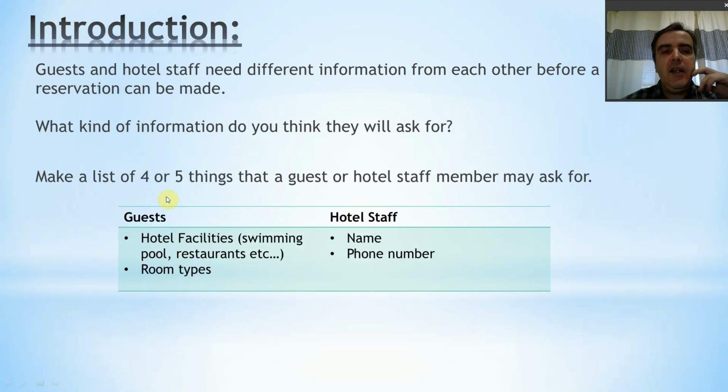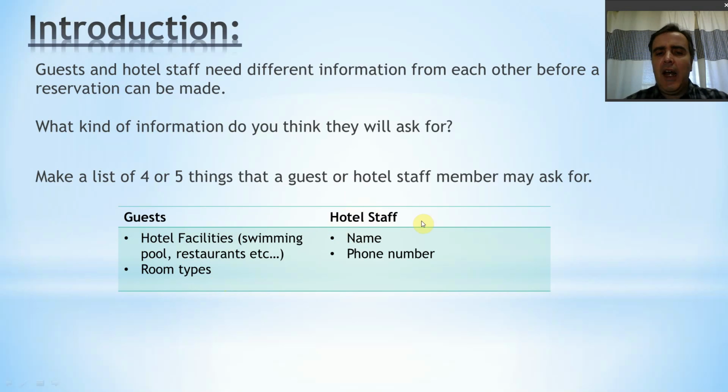So we're going to try and make a list of 4 or 5 things that a guest or hotel staff may ask for. So we've got, for example, here, a guest may ask about hotel facilities. For example, do you have a swimming pool, or what kind of restaurants do you have? Before making a reservation, guests would like to know this information.